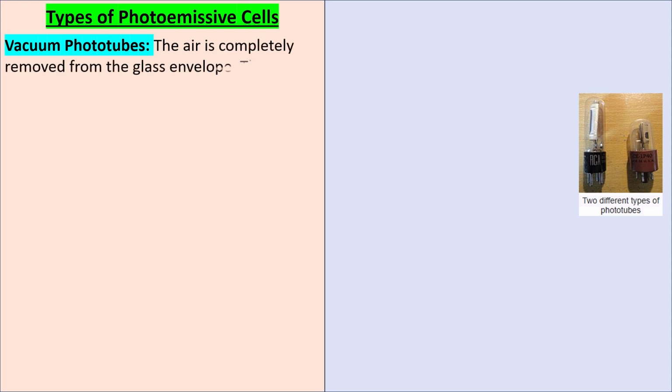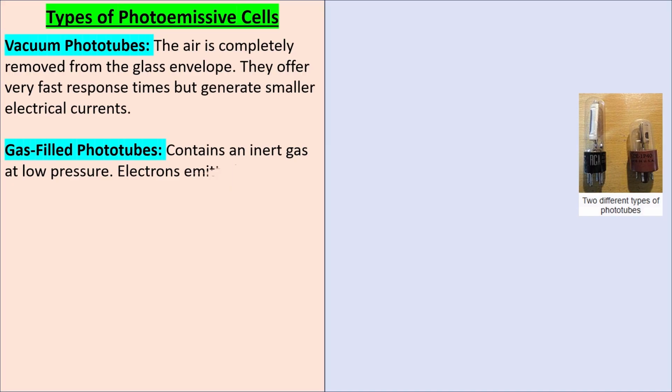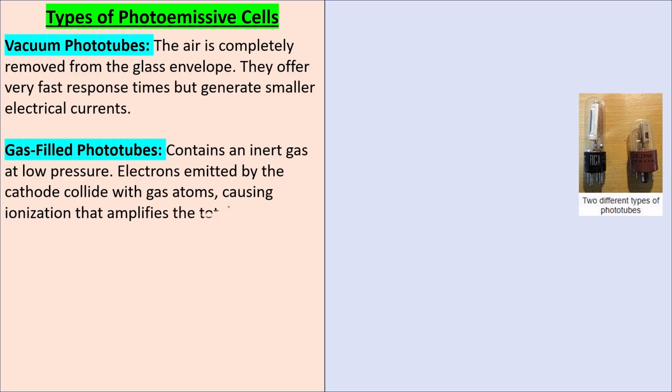Types of photoemissive cells. Vacuum phototubes. The air is completely removed from the glass envelope. They offer very fast response times, but generate smaller electrical currents. Gas-filled phototubes contain an inert gas at low pressure. Electrons emitted by the cathode collide with gas atoms, causing ionization that amplifies the total current produced.